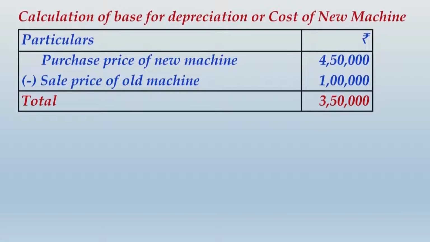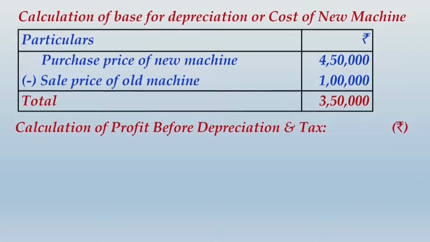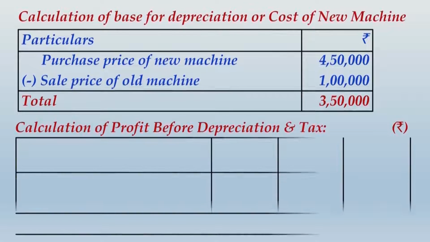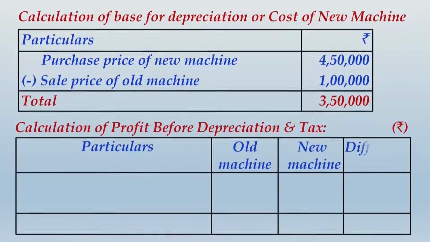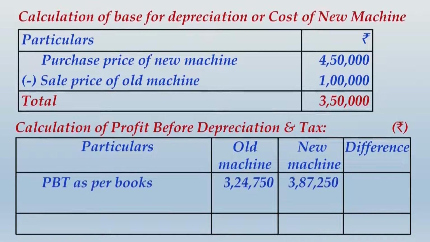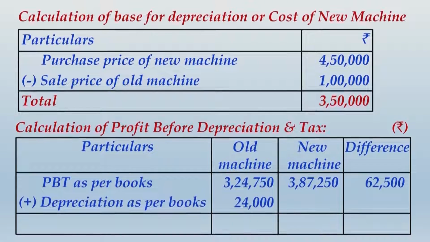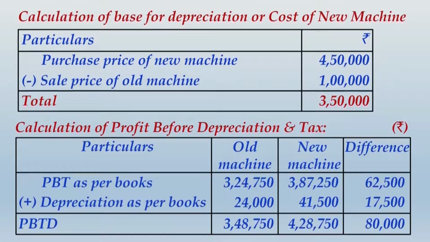Next thing that we have to compute is profit before depreciation and tax. Now notice one thing, in the question they have informed you the profit as per the accounting records, that is profit before tax as per books. This profit is unacceptable because depreciation has been charged as per straight line method, right? So you add back the depreciation which is charged as per books. We will be getting the profit before depreciation and tax, and that we will consider for our calculations ahead. So before I take you further, please take note of these workings over here.